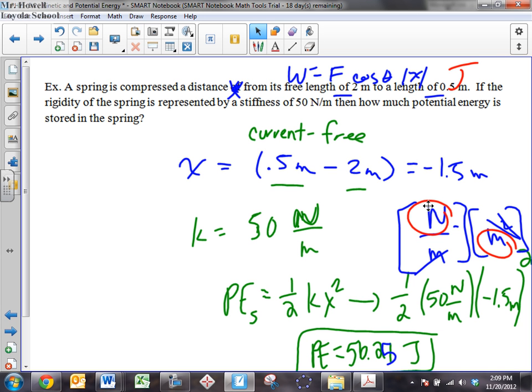Which is a little bit annoying, guys, because later in the year, we're going to talk about torque, which is Newton times meter, but it doesn't represent a joule.